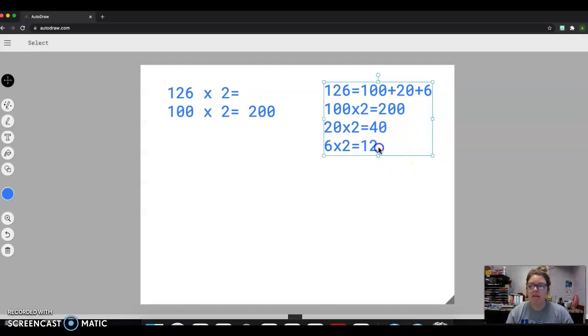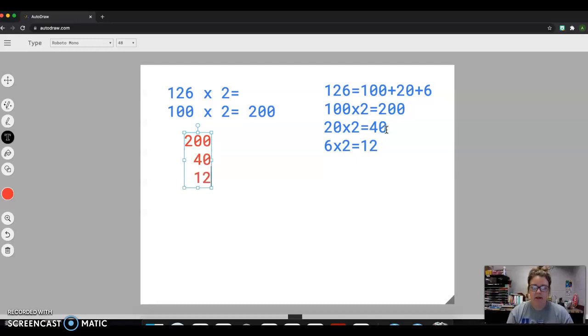So all three of these right here, I'll change the color. That didn't work. So 200, 40, and 12 are all partial products. Okay, so what we need to do is add together the partial products. So we'll say 200 plus 40 plus 12.